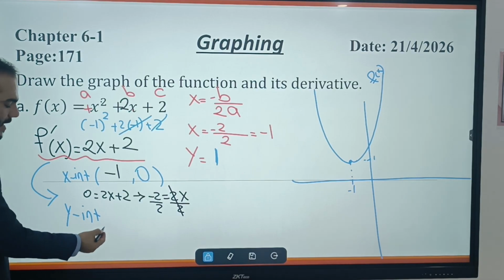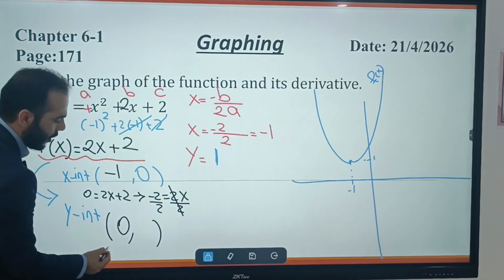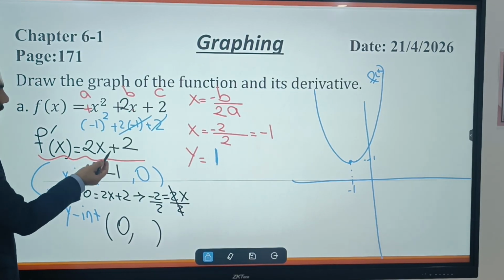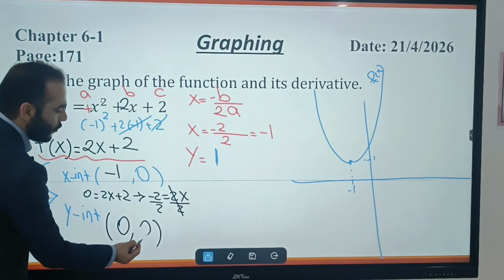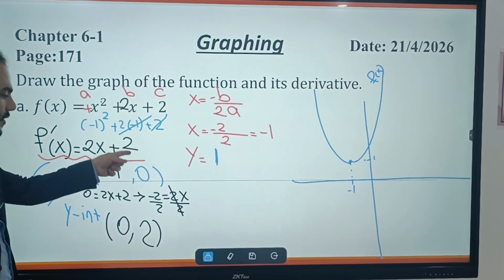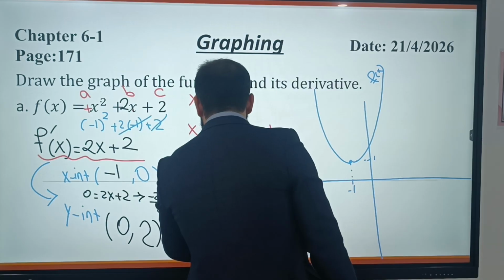That is the x-intercept. How about the y-intercept? x is 0. So make x 0. 2 times 0, 0, plus 2, 2. Now plot these 2 points. Plot them here.